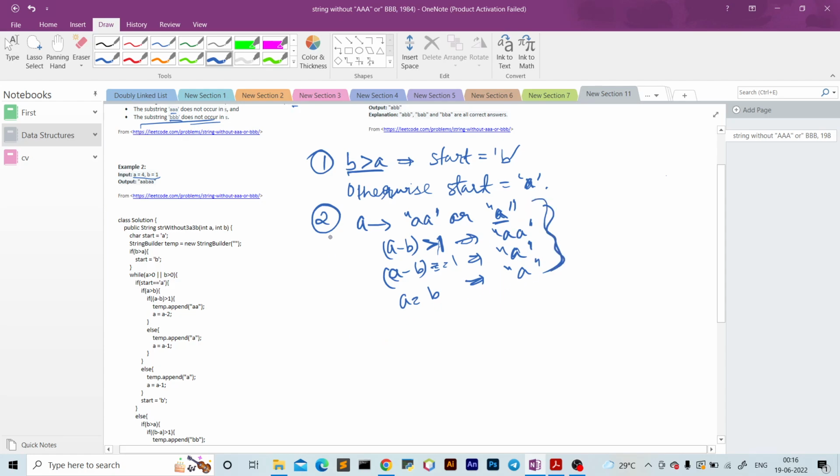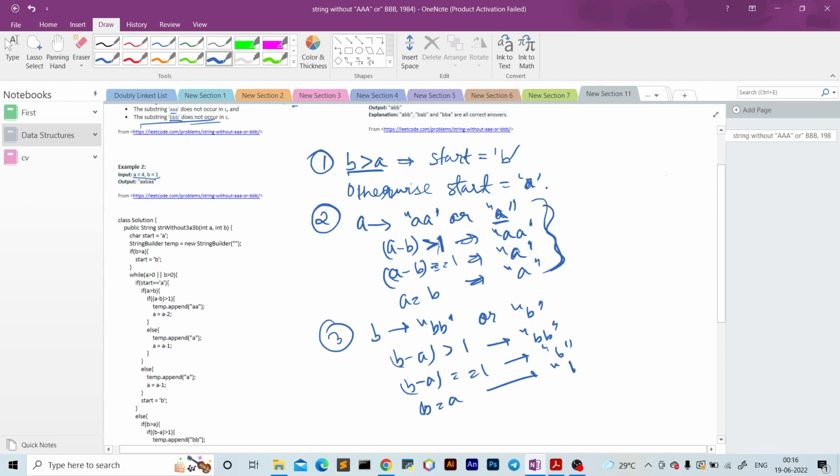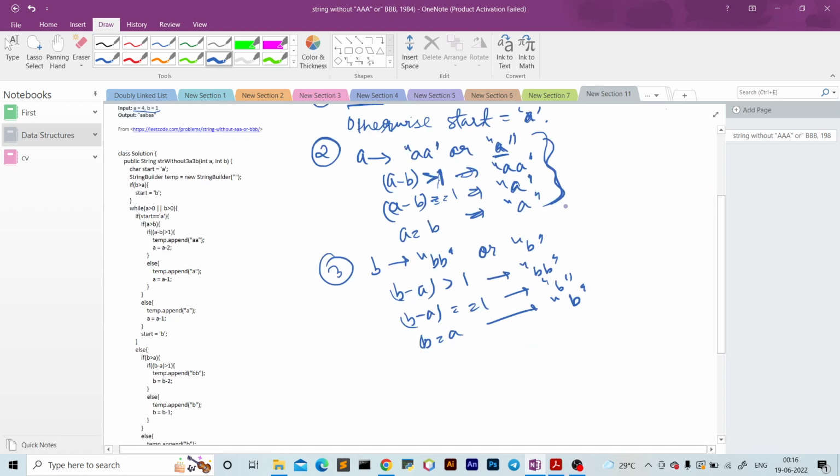In the third case, if we want to put B, then we have two choices: either put BB or B. If B minus A is greater than 1, then we would want to put BB, and if B minus A equals 1, we would want to put B, and if B equals A, then we would want to put B. So these are the few cases that we have to consider. This is what I have done in the code also.